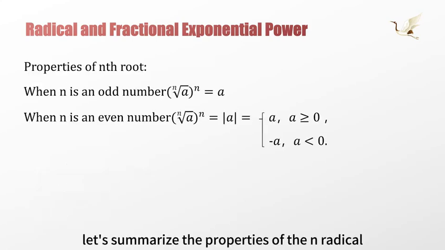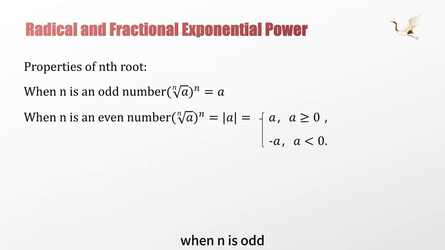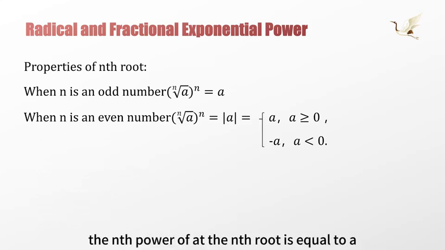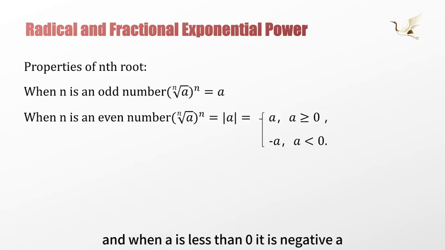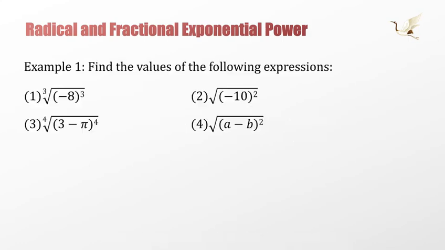Let's summarize the properties of the nth radical. When n is odd, the nth root of a to the nth power is equal to a. When n is even, the nth root of a to the nth power is equal to the absolute value of a. So when a is greater than or equal to 0, it is a, and when a is less than 0, it is negative a.